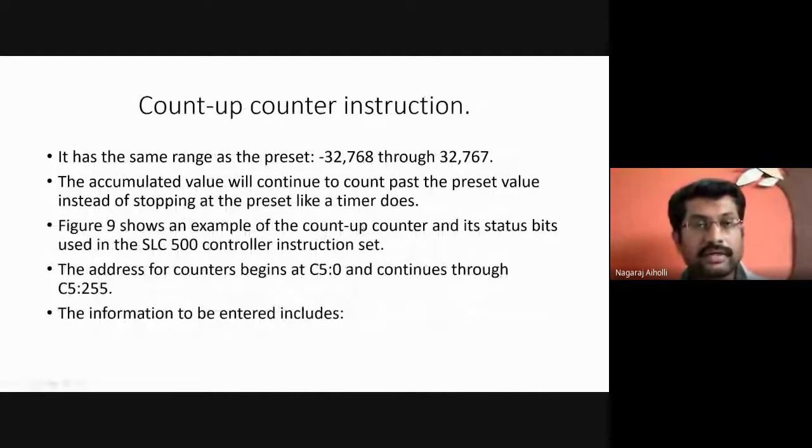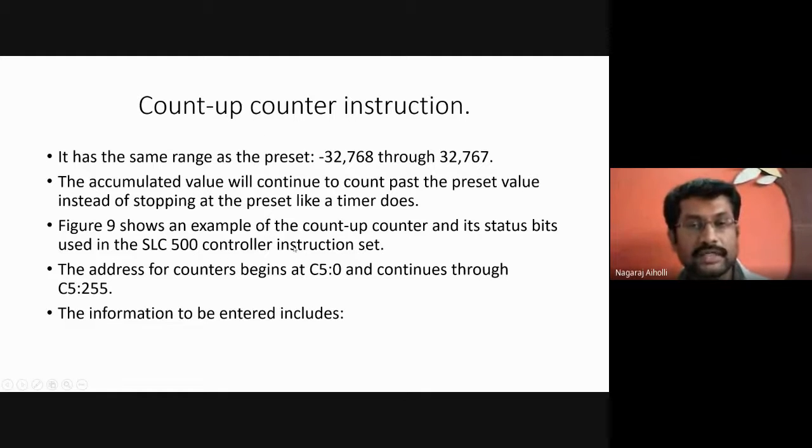For the count up counter instruction, the range is from minus 32,768 to plus 32,767. This is the range of the preset value. Accumulated value will continue to count past the preset value instead of stopping at the preset like a timer does. Once a timer reaches its maximum value, it will stop there. But a counter is not like that. It goes one count beyond, goes to overflow condition, and again continues counting.